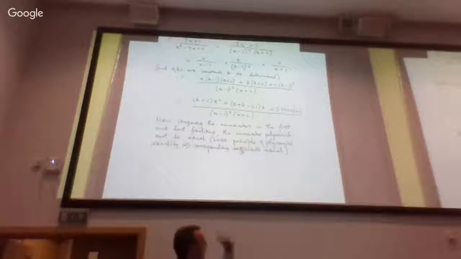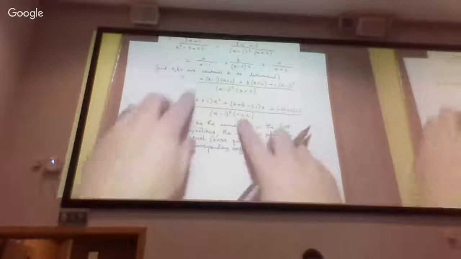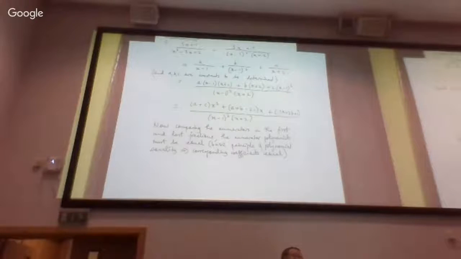Okay, so what I wrote down there is we now have to compare the numerators. The numerators must be equal, because the denominators are equal. Remember, if you have two fractions equal to one another, you can't just claim the numerators are equal because the denominators might be different. But here the denominators are the same, so the numerators must be the same. And the numerators are polynomials, and there's a basic principle of polynomial equality that two polynomial functions can only be equal as functions if their corresponding coefficients are equal.